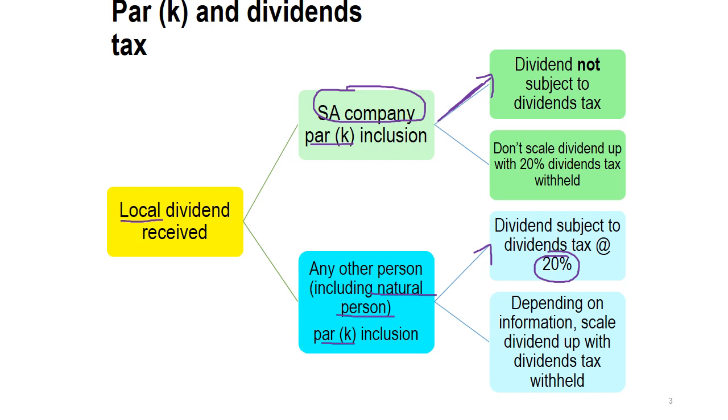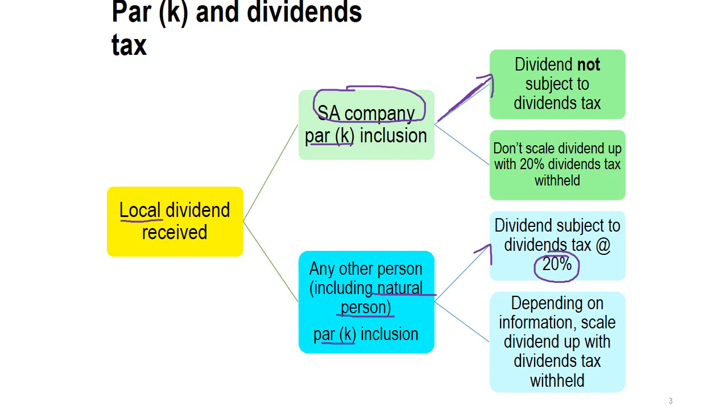But SARS then jumps in the middle and says, whoa, give me 20% of that dividend. And the company has to pay it on your behalf over to SARS. But what goes into gross income is the gross amount, the 100,000 Rand, before the dividends tax was withheld, and it's then that gross amount that will qualify for Section 10(1)(k).